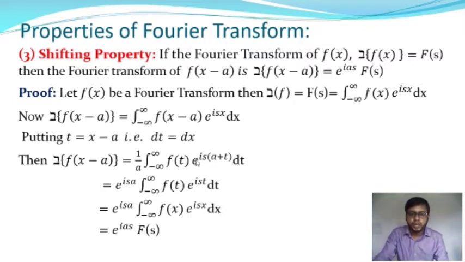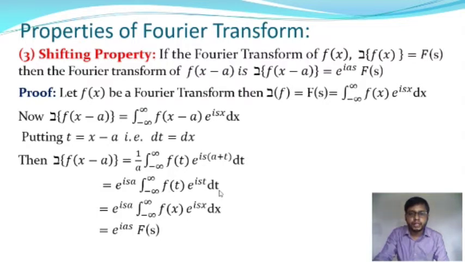So you know e to the power i s into a plus t is equal to e to the power i s a into e to the power i s t. So where e to the power i s a is the constant term, so we take e to the power i s a before the integration. Then from this we will get e to the power i s a into the integration over minus infinity to plus infinity, okay, of f of t into e to the power i s t into dt. But e to the power i s a is a constant term and e to the power i s t is not a constant. Okay, but t is the variable.